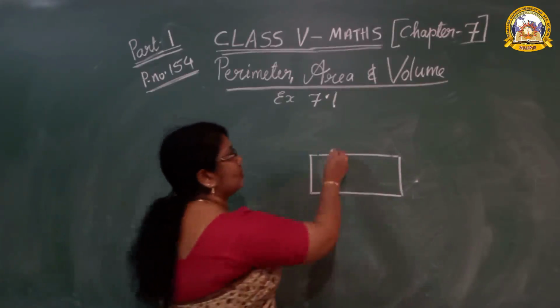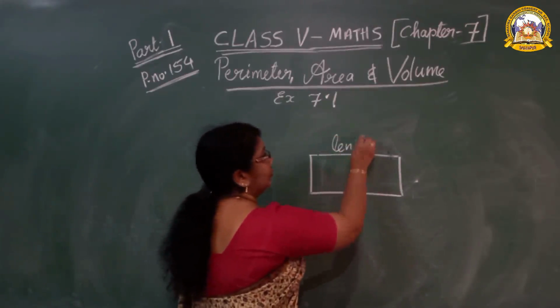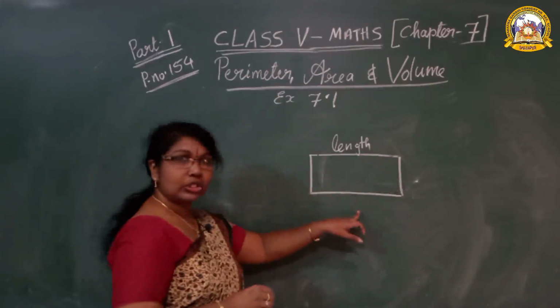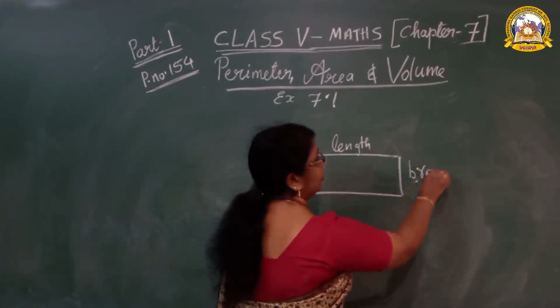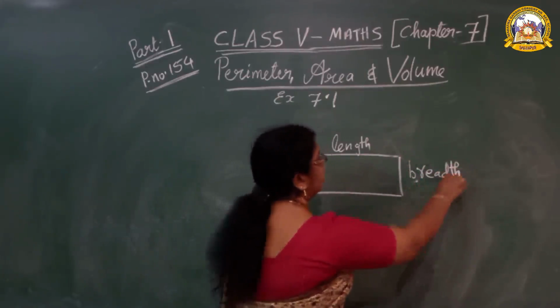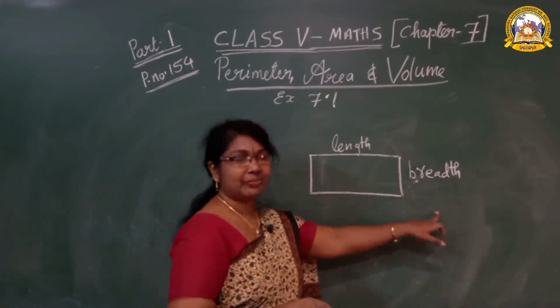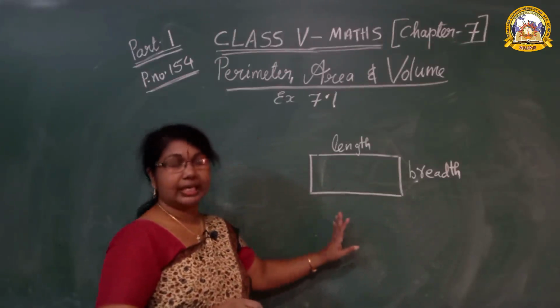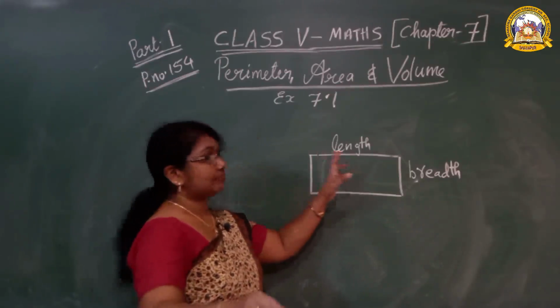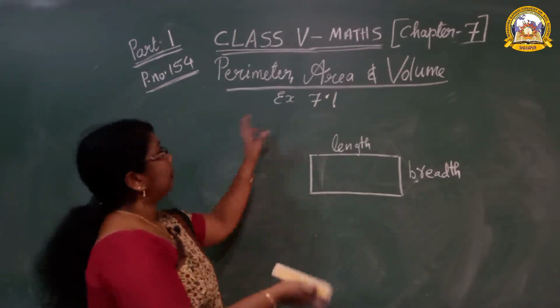So, this side is called length. What is it? Length. So, this is also length. This side is called breadth. What is it? Breadth. Length and breadth. I think you know because in 4th class we studied length, rectangle and square. So, first we are studying perimeter.